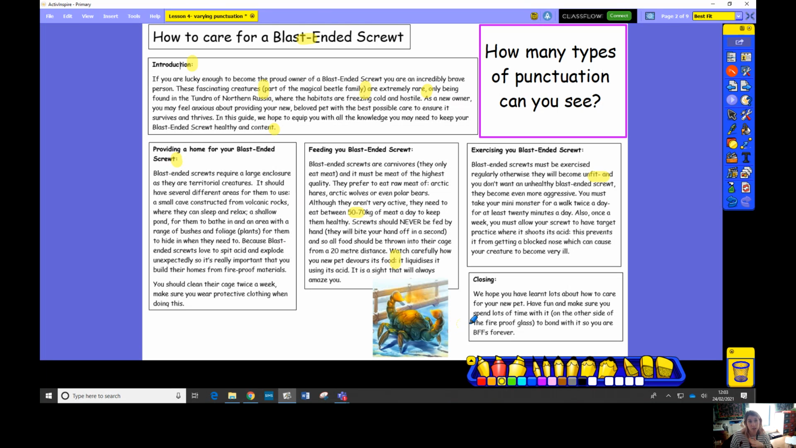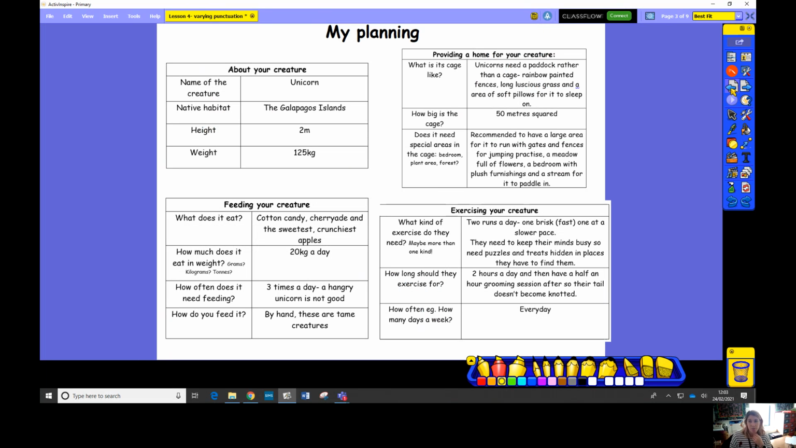And in today's lesson, we're going to be going through why this is used. So I have done my planning. So this is my planning, okay? So I've decided to do a unicorn, and I've added lots and lots of detail all about this creature, okay? And I'm going to be using this in today's lesson to write some sentences. So you might need to refer back to your planning when you're doing this lesson, okay?